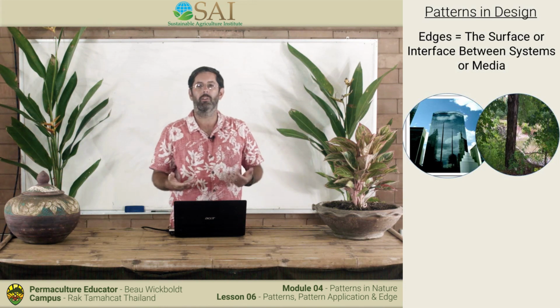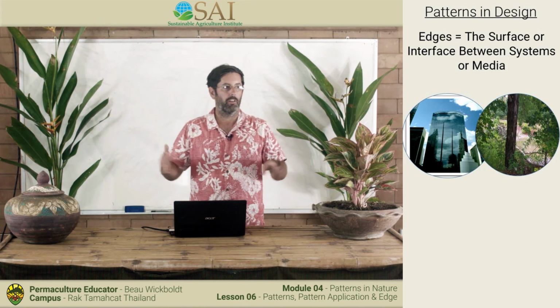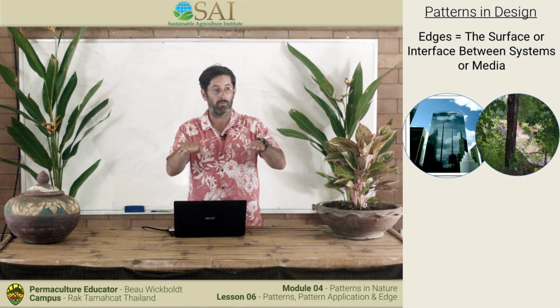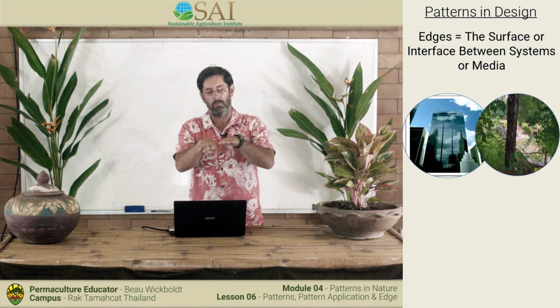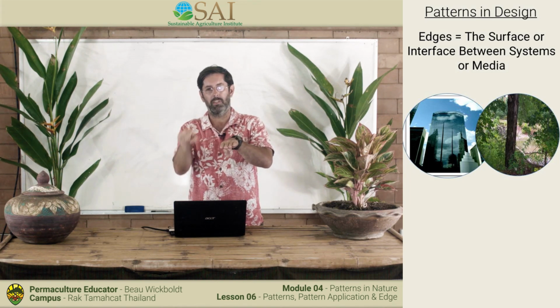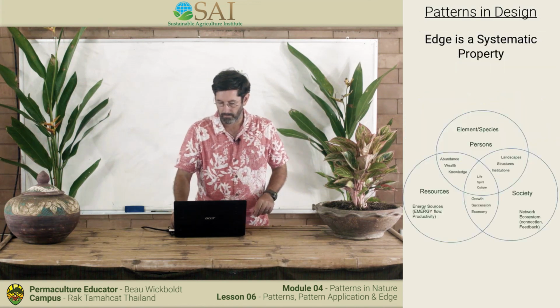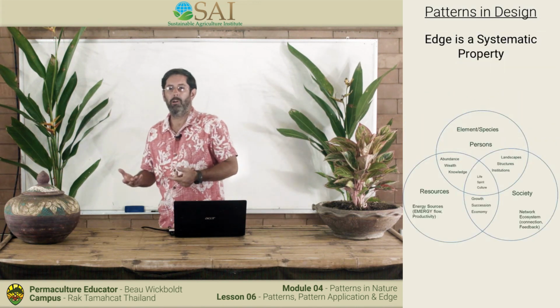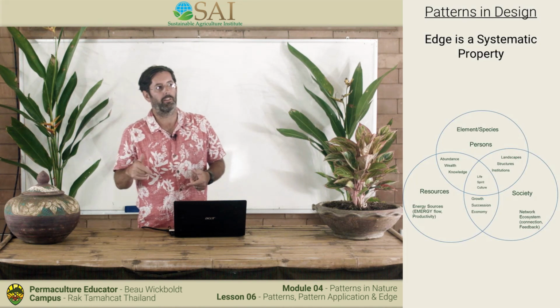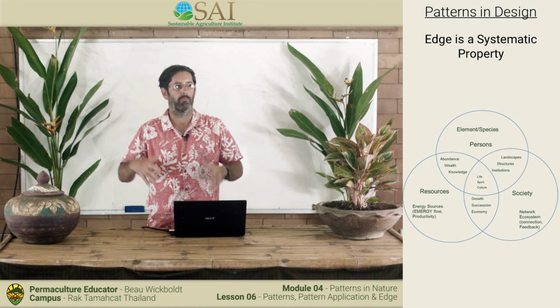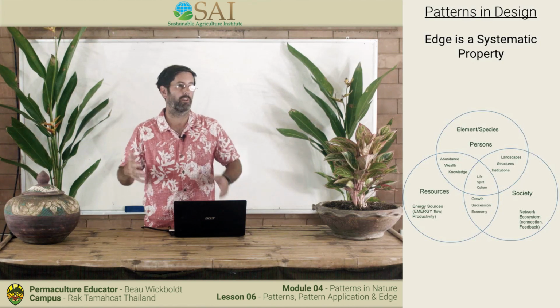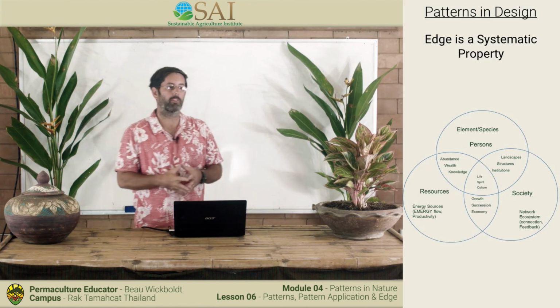So we can try to utilize that concept within our designs to try to bring two different systems or zones together. So we'll be talking about zonings. And when we have two zones together, we can move the media or materials between those zones. So edge is a systematic property. It's something that we can design, and it's something that we can create. We can make, as a designer, more edge, or through poor design, less edge. So that's something we have control over.